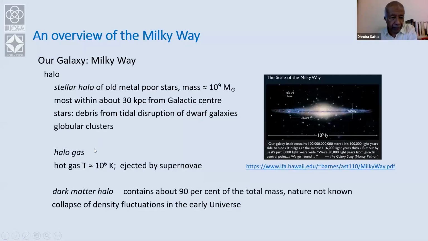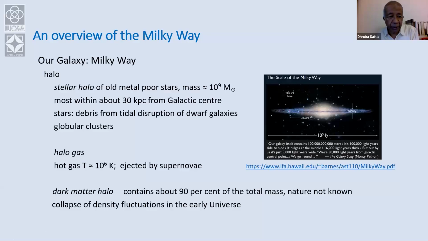So now the halo. There's a stellar halo of old metal-poor stars, which are about 10 to the power of 9 solar masses or so, and most appear to be within about 30 kiloparsec from the galactic center. They could be debris from tidal disruption of dwarf galaxies. There are globular clusters. There may be stars which formed while the galaxy itself was trying to form, which were left behind in the halo while gas clouds collapsed to form the Milky Way.